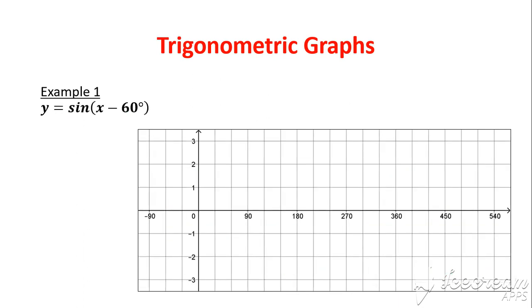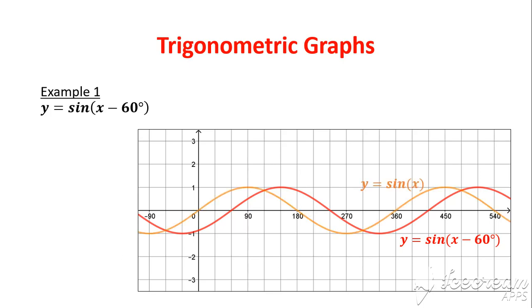Right, let's get straight into our first example for this horizontal shift, which is what we're going to chat about in this video. And I'm going back to degrees for this example. So y is equal to sine bracket x minus 60 degrees. Now, here's what the graph looks like. Let me just draw in what the normal y equal to sine x graph looks like in orange.